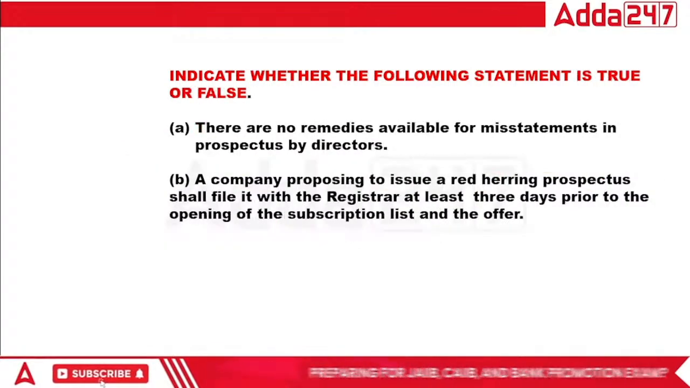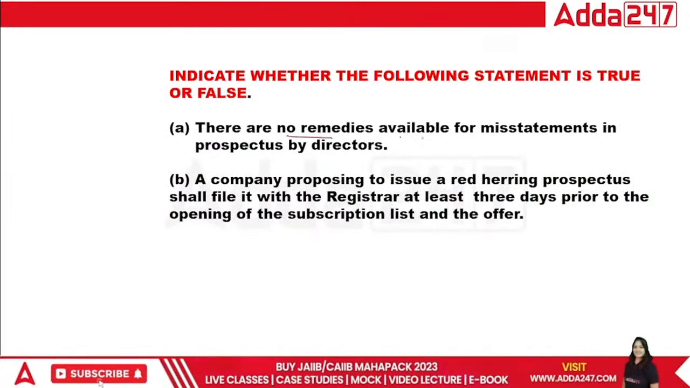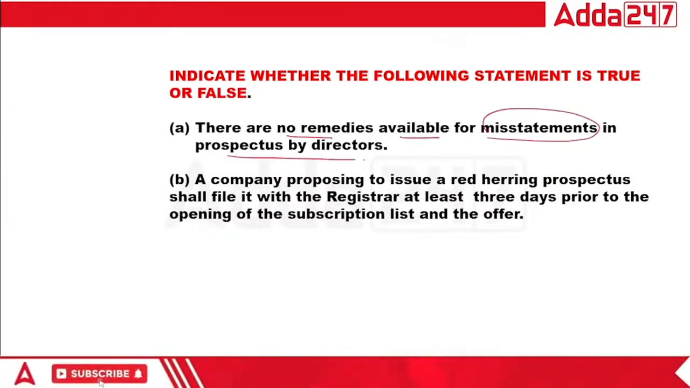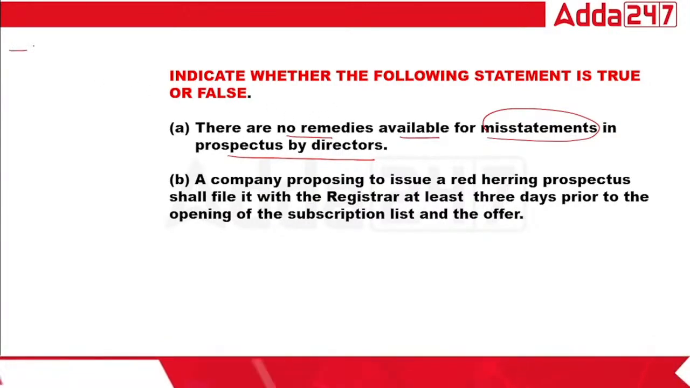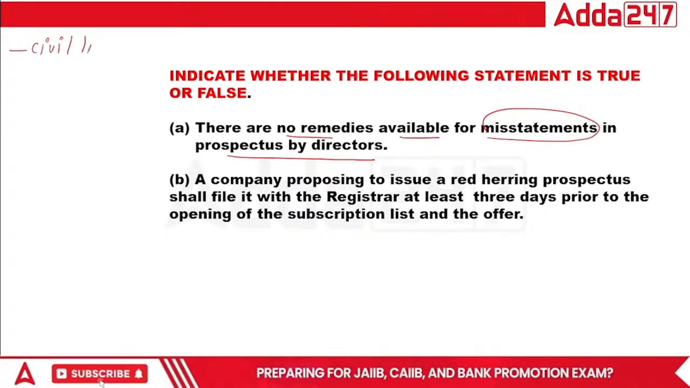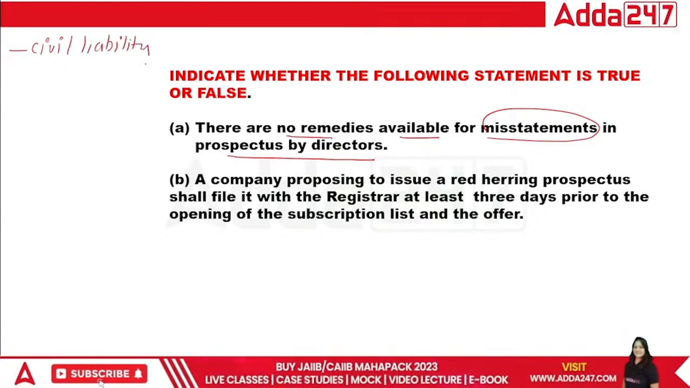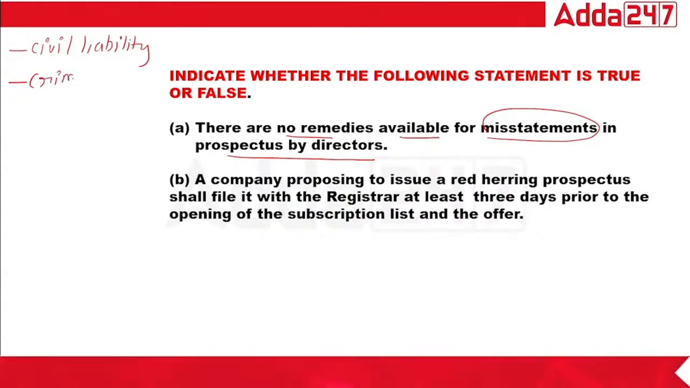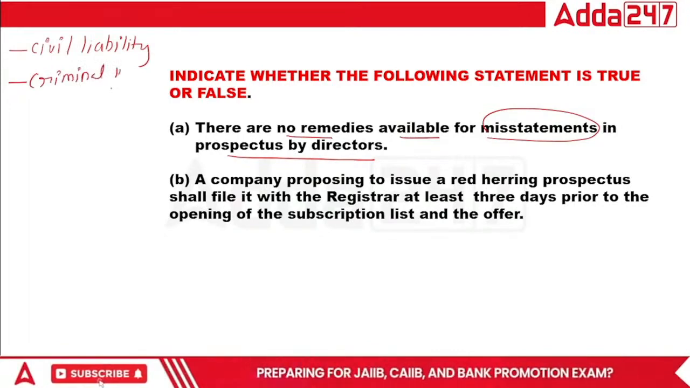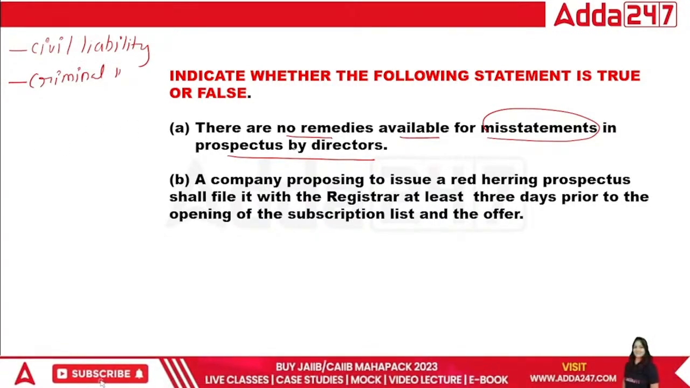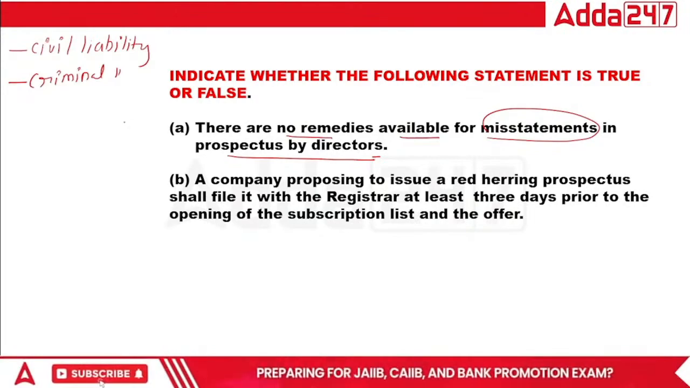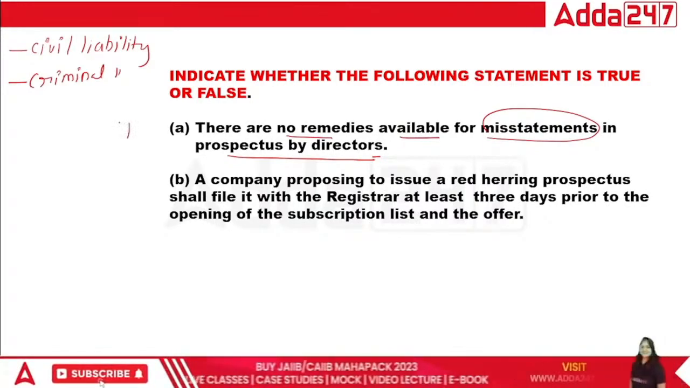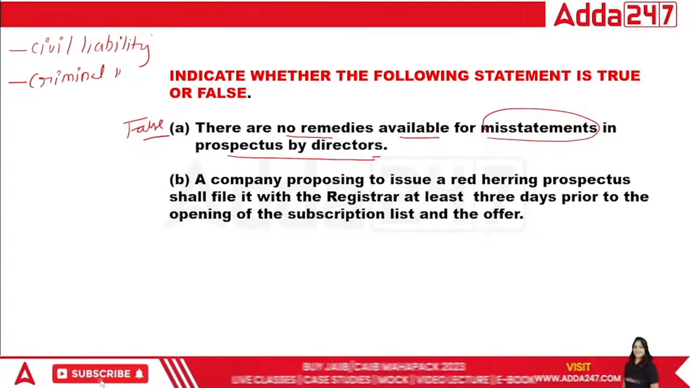Now, there is no remedy available for misstatement in the prospectus by the director. If any misstatement is there, there is no remedy. And I think we have just read in the prospectus, if any misstatement is there, there is civil liability and there is criminal liability. So no remedy available for misstatement of prospectus by director, is that a true statement? The answer is absolutely no. That is false, because the liabilities are there.